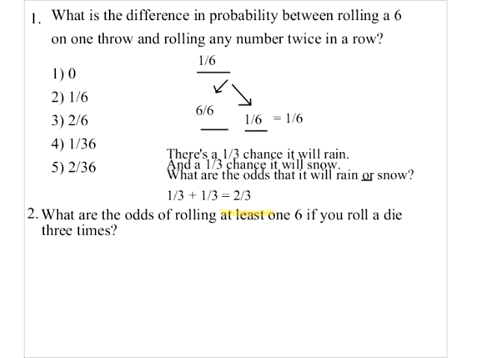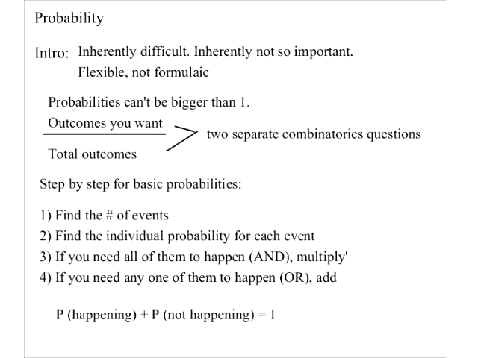So we need a trick to deal with these at least questions because it's so hard to figure out the actual answer, right? And the trick, as a lot of people saw, is that we can take the opposite of at least 1. So what is the opposite of at least one 6? What is the opposite of at least one 6? What is the only other thing that could happen?